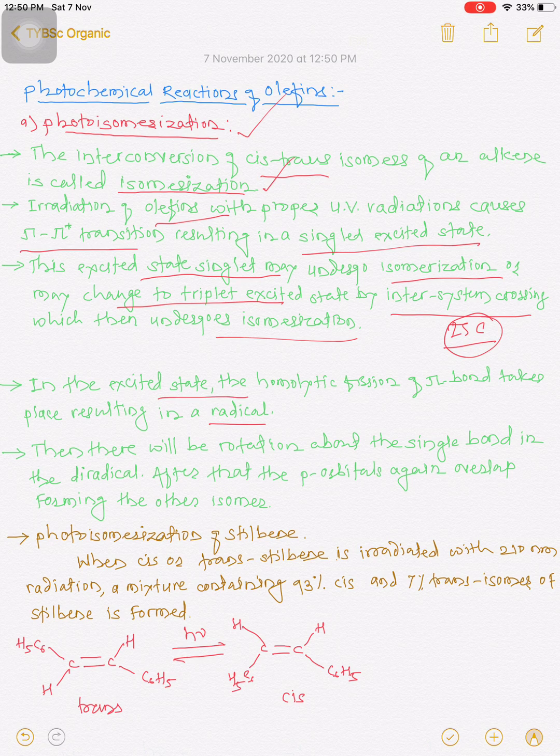In the excited state, the homolytic fission of the double bond takes place, that is the pi bond breaks, resulting in a radical. So when the molecule absorbs light radiation, the double bond is reduced, or it gets homolytically fissioned into a single bonded molecule with the formation of a radical. Then there will be rotation around this single bond in a diradical molecule. After that, the p orbitals again overlap and they form the other isomer, that is, if the cis molecule undergoes isomerization, it converts to trans and trans converts to cis.